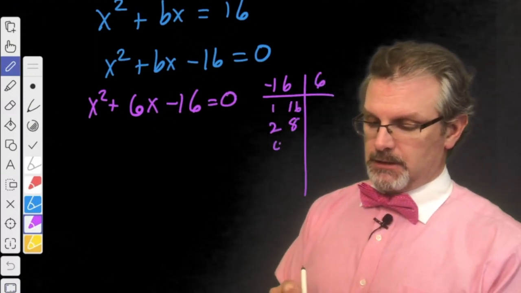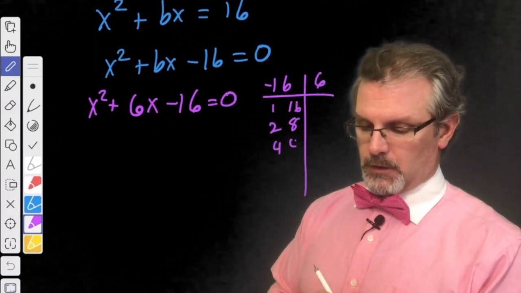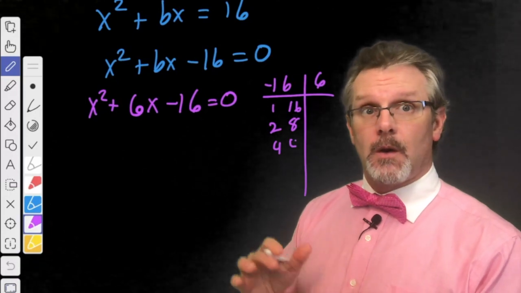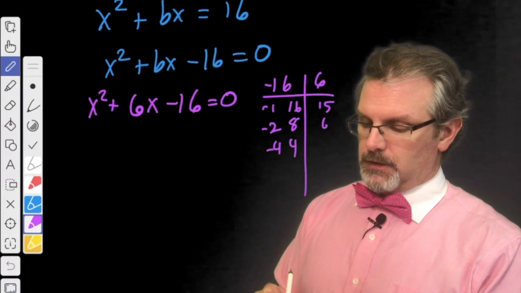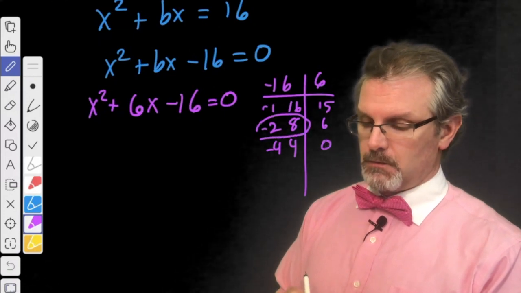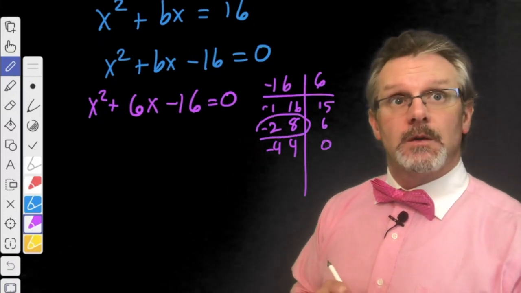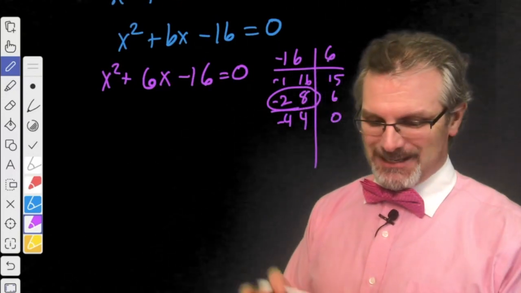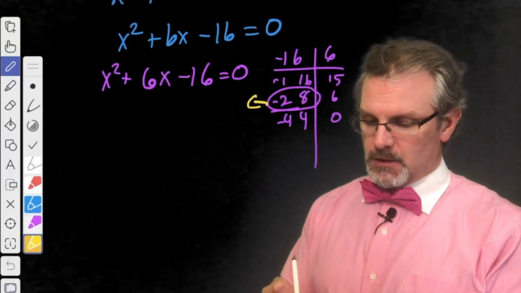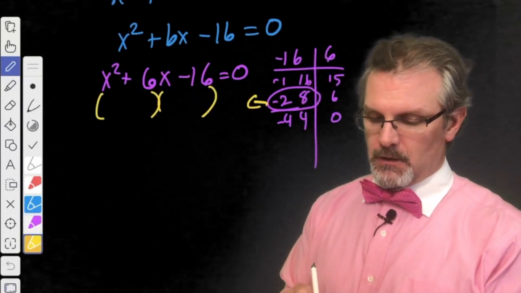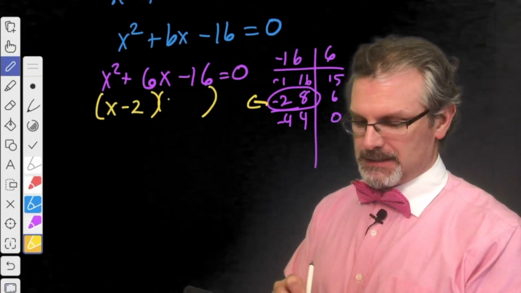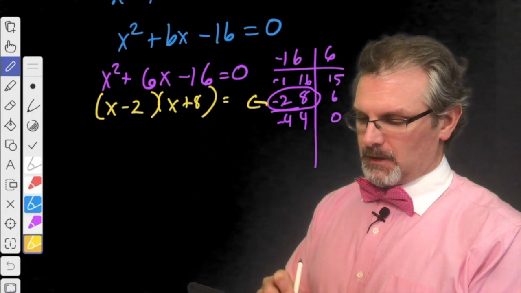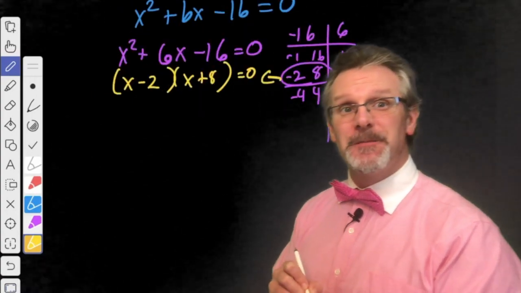1 and 16, 2 and 8, 4 and 4. And remember that we are multiplying to a negative, so one of these has to be negative. 8, negative 2 gives us 6 and negative 16. Looks like that one's going to work out nice and neat, doesn't it? Because our a term is 1, we can just put that right there into our factors. x minus 2, x plus 8 equals 0.